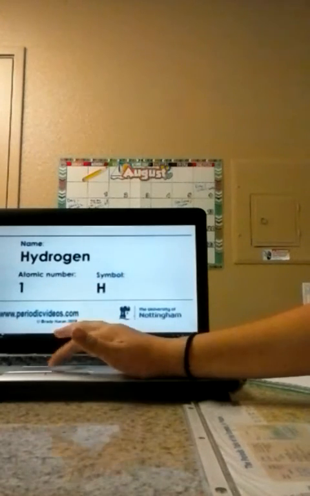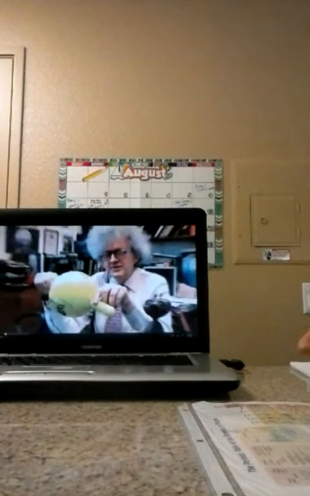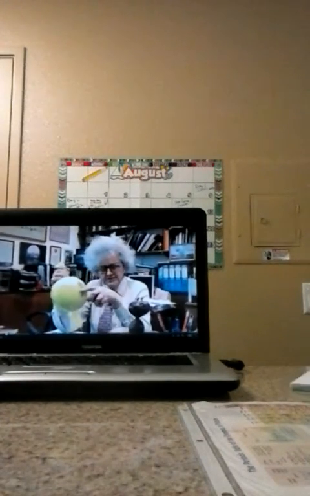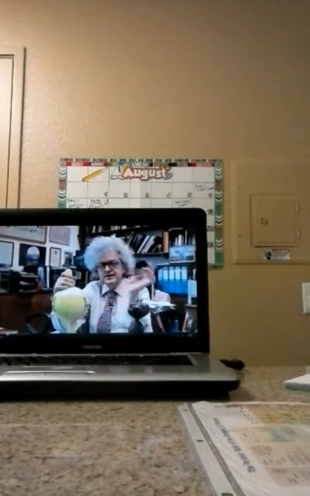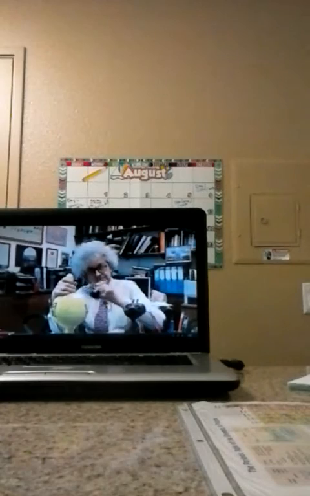So it's the simplest atom. The atom consists of a positively charged proton, which is relatively large, and a negatively charged electron that goes round it.